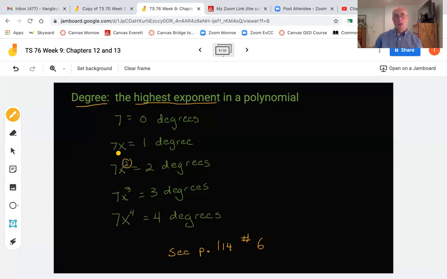Just so you'll know, if you have a variable, that's considered 1 degree. If you have an exponent that's a 2, squared, that's the highest, that's the degree, it's 2 degrees. If it's to the third, it's 3 degrees. If it's to the fourth, it's 4 degrees. I think you kind of have the general idea.